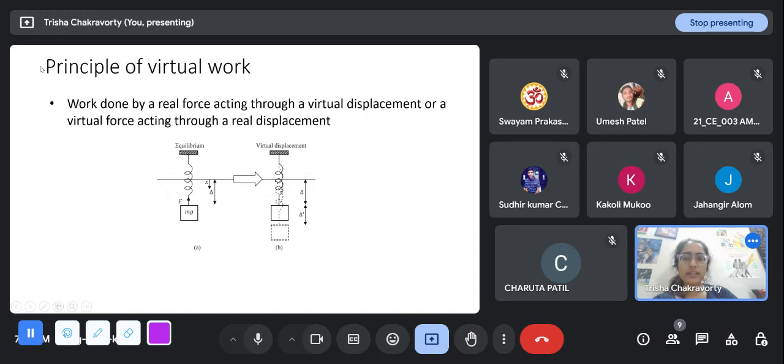Principle of virtual work. This is the topic of today. Work done by a real force acting through a virtual displacement, or a virtual force acting through a real displacement. The work done by these two is called virtual work.